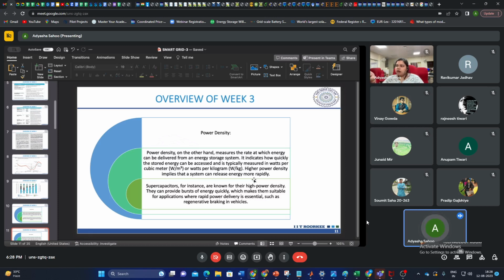So they are useful for applications where we need high power delivery. Like if we need high ramping rates in the grid, these will be more useful.